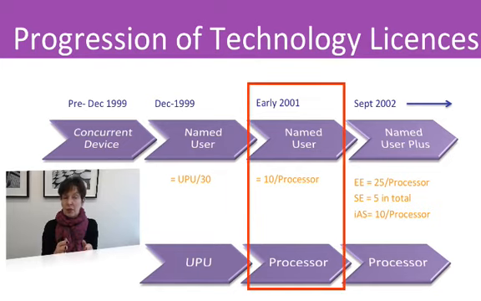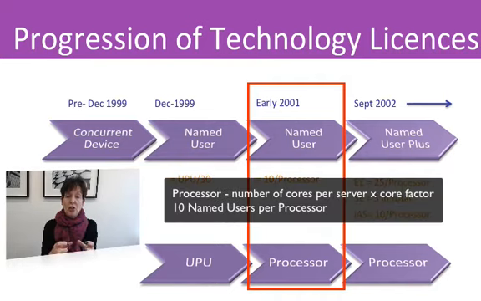Beginning of 2001, Oracle had decided that that was too complicated. Processors were getting faster, people needed a lot more UPUs, everybody was complaining about that. So they came up with a new metric called processor, and a definition of what was a processor. And at the same time, instead of this power units divided by 30, it was purely 10 named users per processor. So we've still got a named user, it's still everybody who's authorized to use the system. We've now got a processor metric, so we calculate how many processors are in the server.